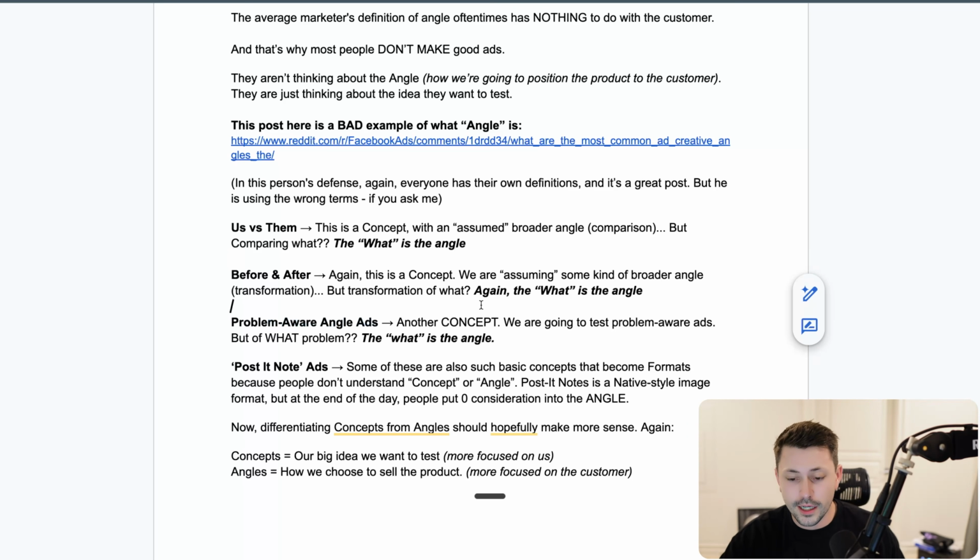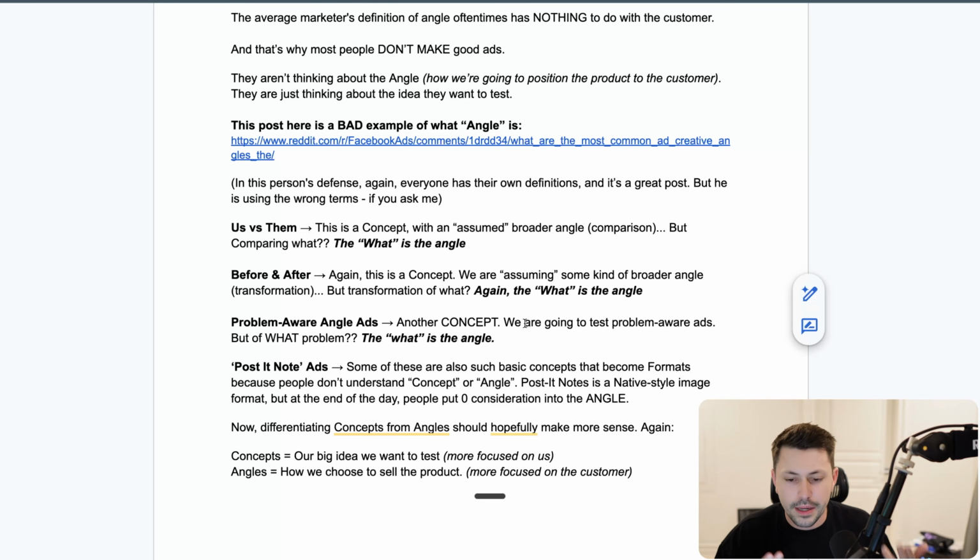Problem aware, right? Another concept. Well, we're going to test problem aware ads. What problem are we talking about? And again, I know a lot of you guys might be saying, well, obviously I'm going to identify a problem, but you're thinking about the concept first rather than the angle first. And now it's okay if you do see a concept that you like, but now as a result of watching this video, hopefully you're going to say, okay, well, I'm going to do us versus them, but what am I going to make that about? And then if you really look at it and think, well, what am I going to compare here?